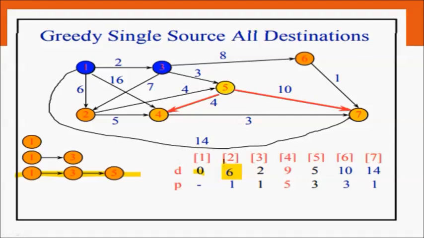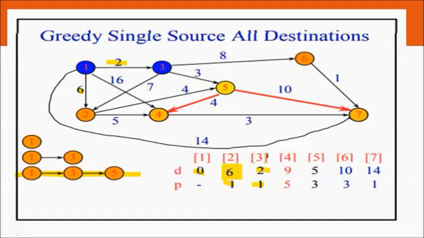Next, vertex 2. From vertex 1 to vertex 2, we have a distance of 6. That's why we have 6 here. Next, vertex 1 to vertex 3, we have a distance of 2. That's why we have 2 here, and still our predecessor is vertex 1.